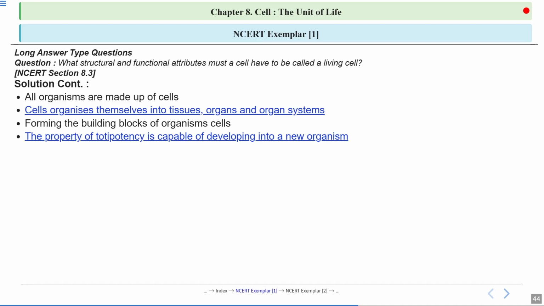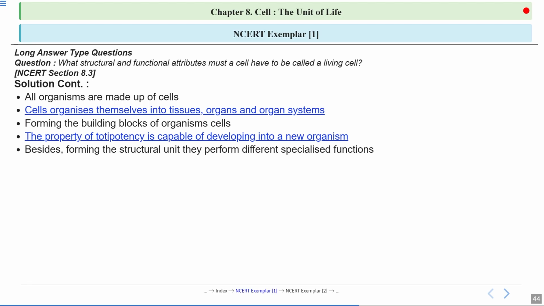The property of totipotency is being capable of developing into a new organism. So what is totipotency? Totipotency is the ability of the cell to give rise to a new organism.